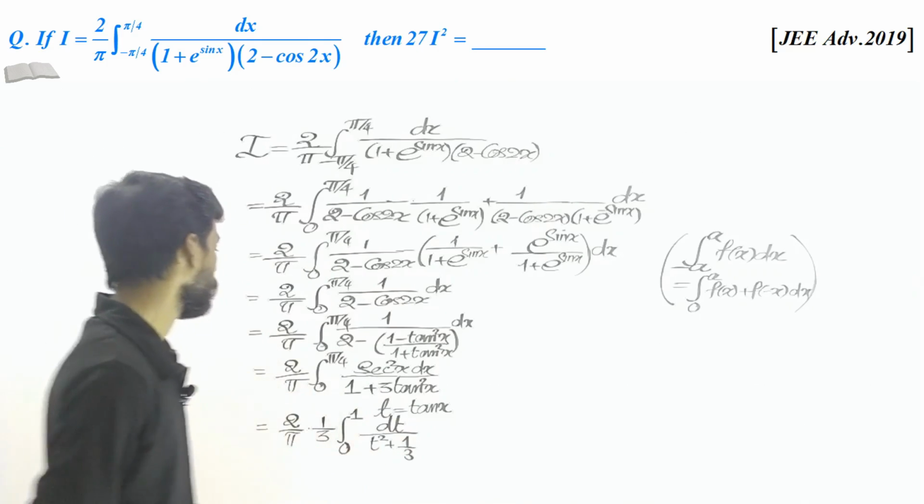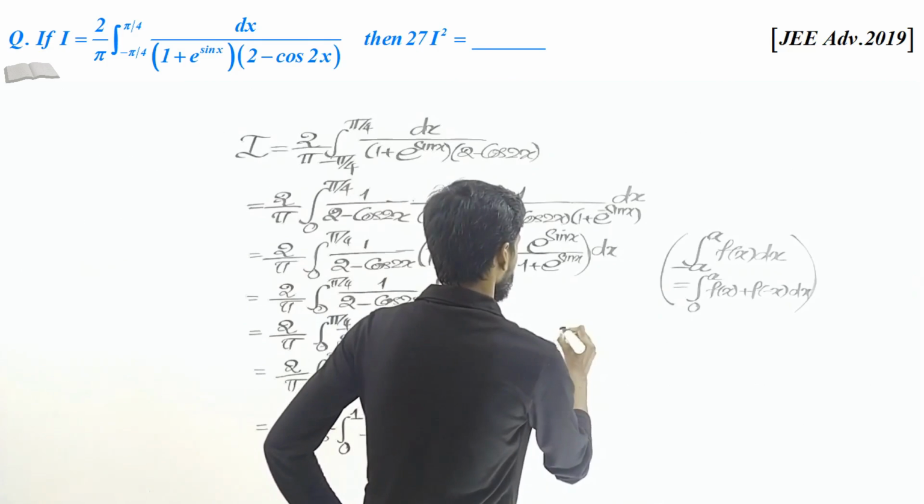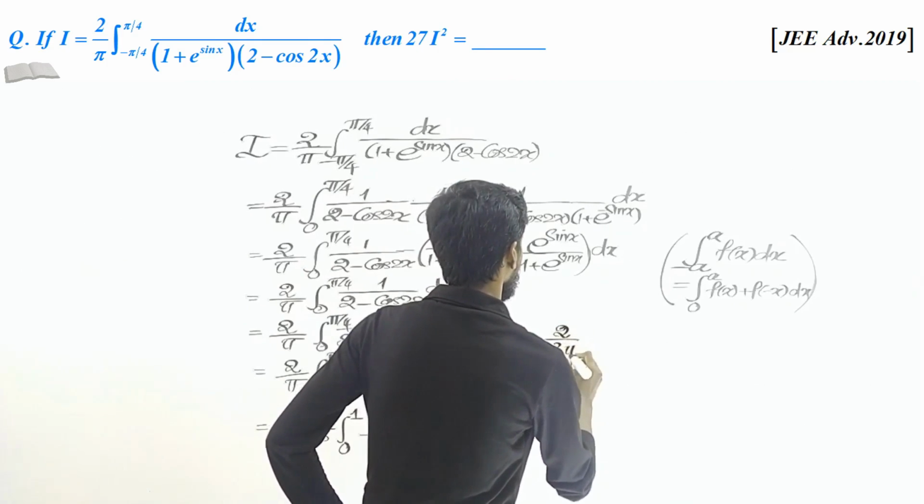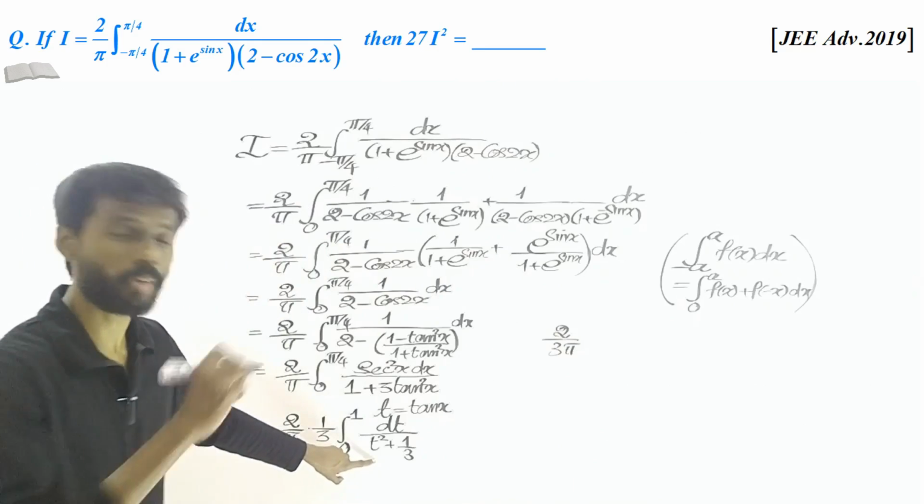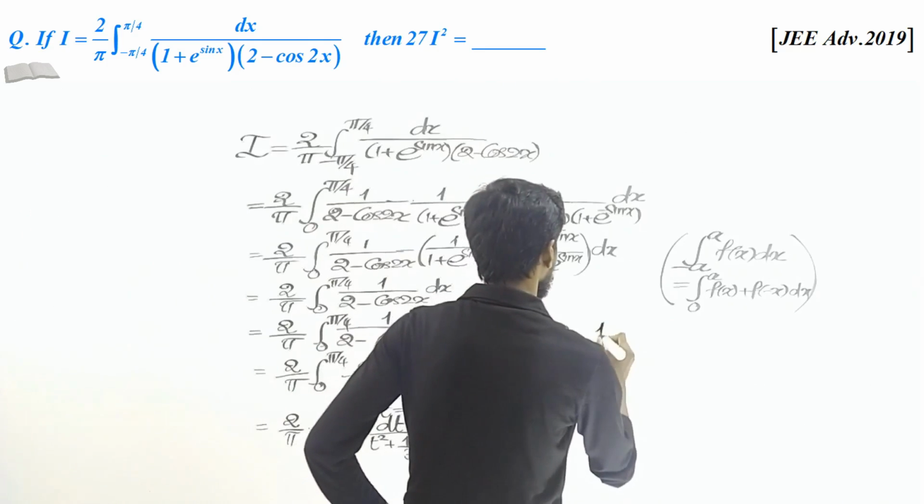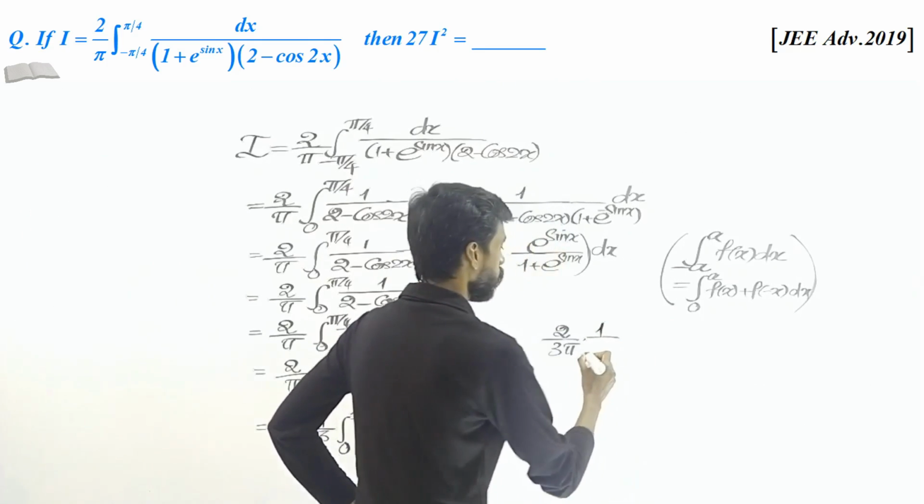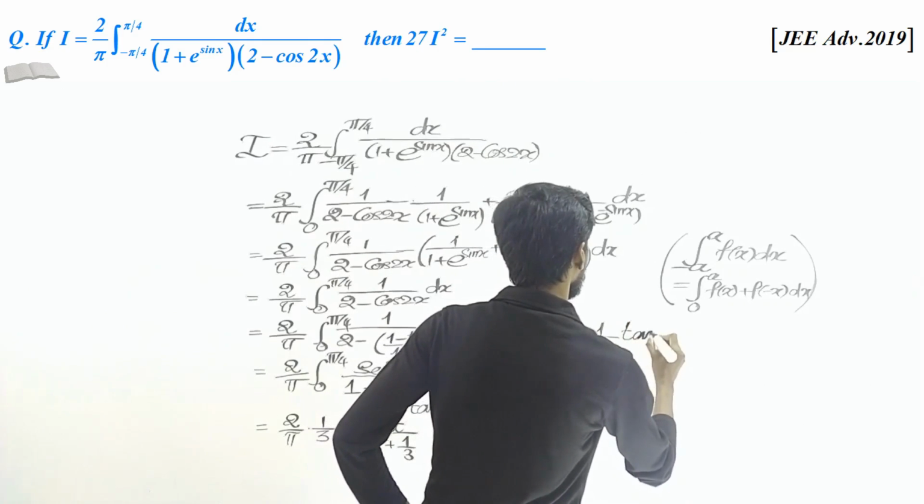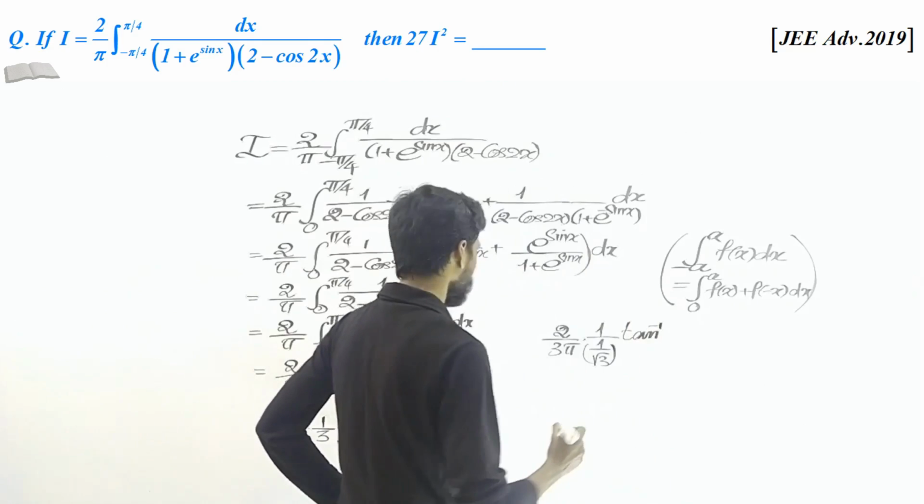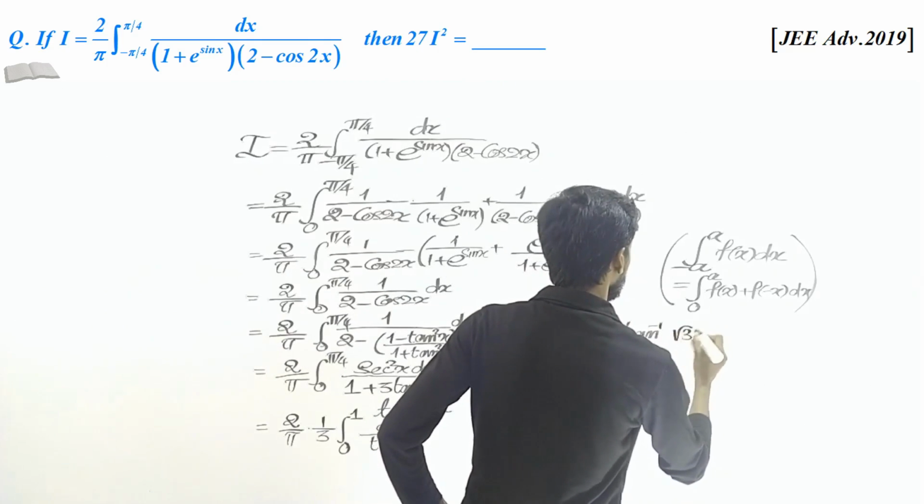So this is 2 divided by 3 pi, and then this is tan inverse, 1 by a. Here a is 1 by root 3, so 1 by a, tan inverse x by a, which means t divided by 1 by root 3, which means root 3 t.